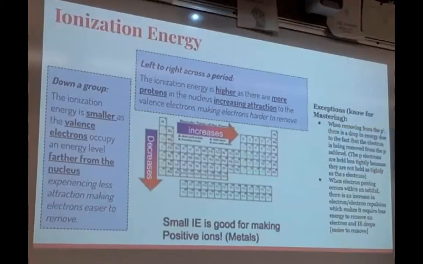Okay, so ionization energy. One thing before I get into ionization energy. There are some exceptions for ionization energy. You want to know them for mastering, just in case you see them. The exceptions are that when you are removing from the P1, so 2p1, 3p1, 4p1, you will notice there's a drop in energy because it's being removed from the p sublevel. P electrons are held a little bit less tightly because they're a little bit farther away from the nucleus. And then when you're pairing electrons, there's an increase in electron repulsion, so it actually requires less energy to remove the electron. So there are two exceptions you need to know for mastering.